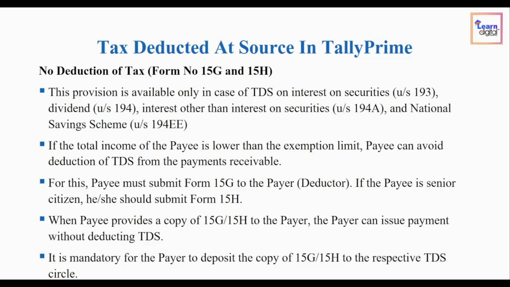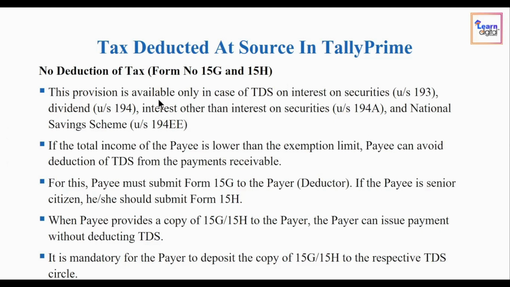So how to have this facility, or what is the procedure for this? First we will go through the deduction at zero rate, that is no deduction of tax. For this, the forms available are 15G or 15H.